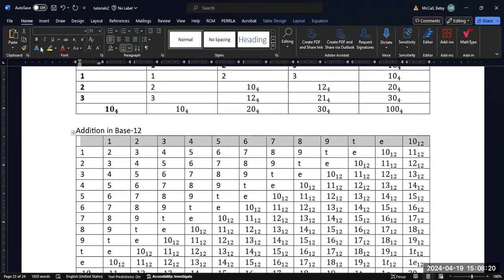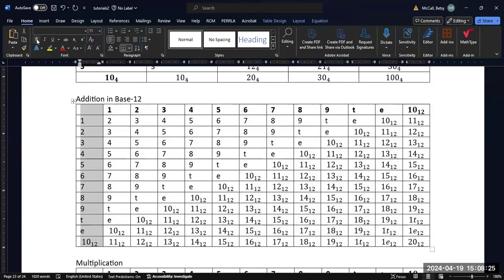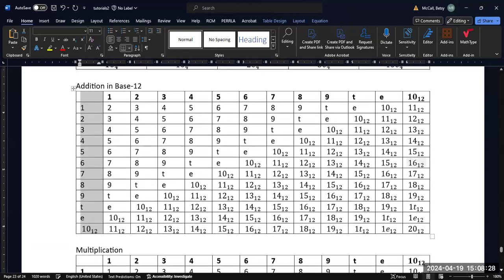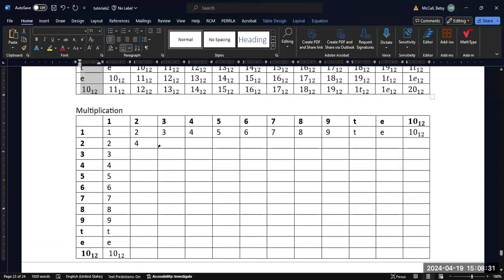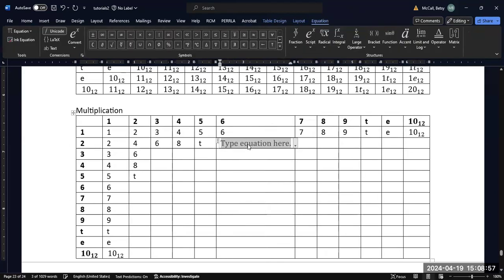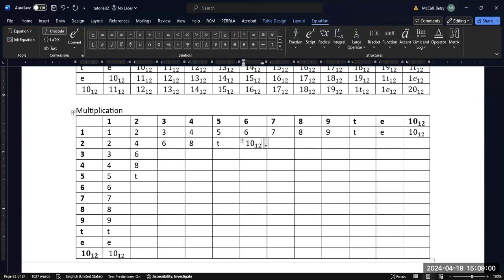Again, just to make the table a little easier to read. So this is 6. And 3 times 2 is 6. I guess 2 times 3 is 6. And 2 times 4 is 8. And this is also 8. And 2 times 5 is 10, but I can't represent that as 1, 0. I represent it as a T. And now 2 times 6 is 12. And I represent that as one copy of 12.